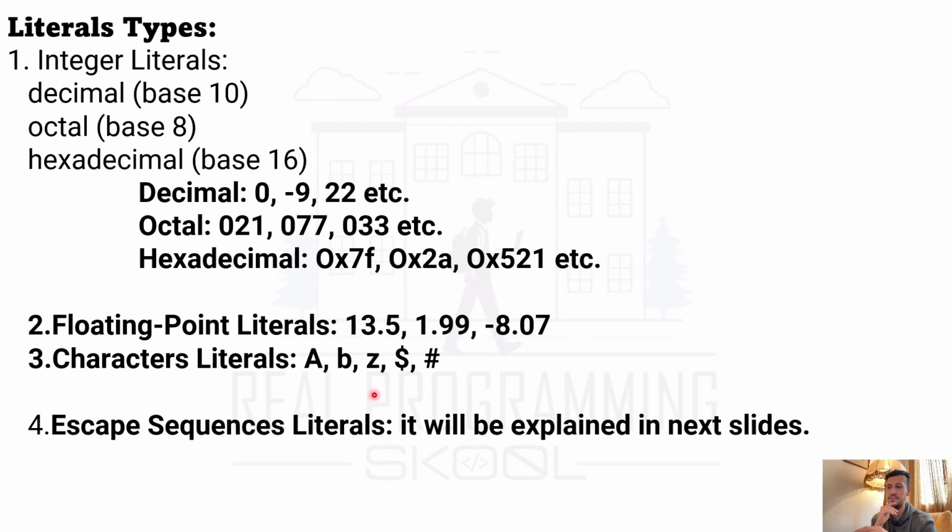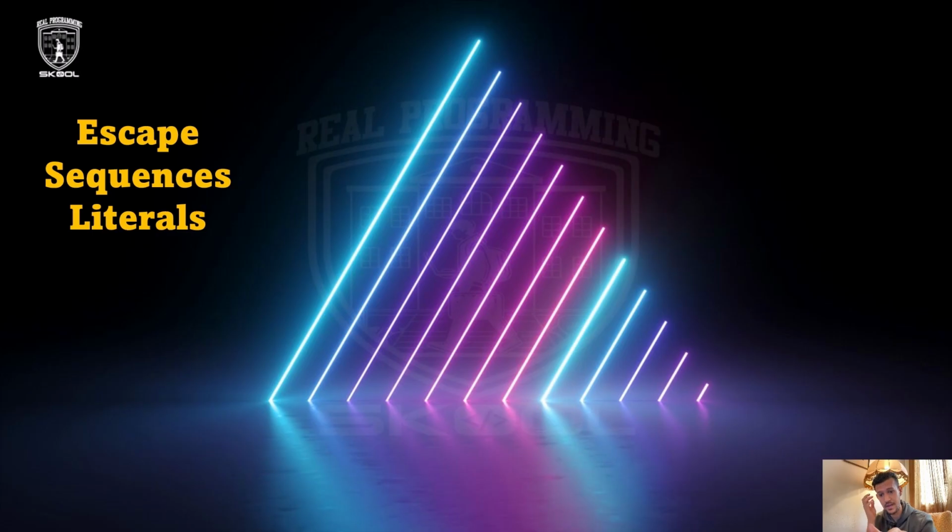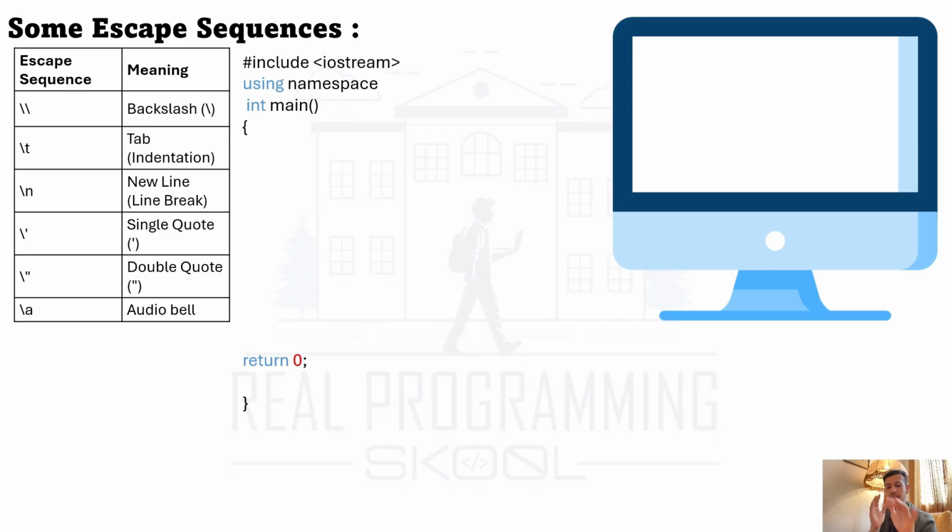Character literals like A, B, C, all the letters of the alphabet, are literals. Special characters like $, hashtag, star, and slashes are also literals. And we have a fourth kind of literal type, escape sequence literals. It will be explained in the next slide exactly. There are a lot of escape sequence literals, but we will take just what we need for our level now, and in the future, when we go deeper in the courses, we will have other escape sequence literals. Escape sequences start with a backslash.